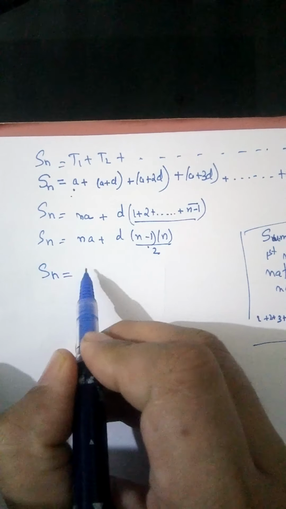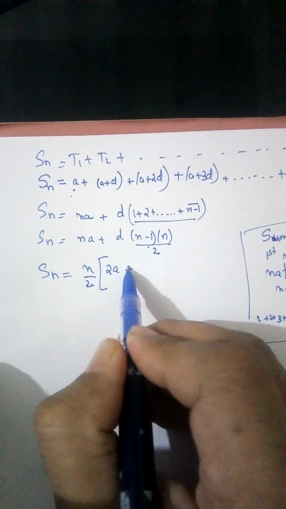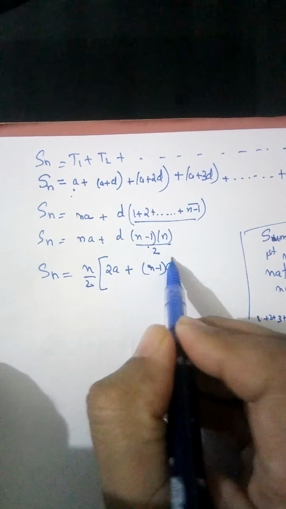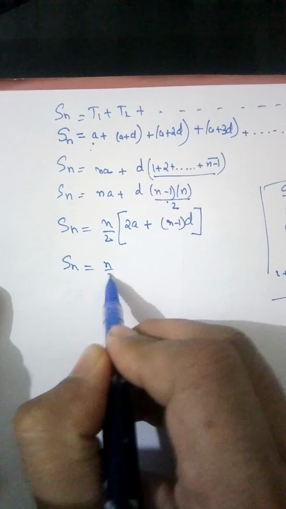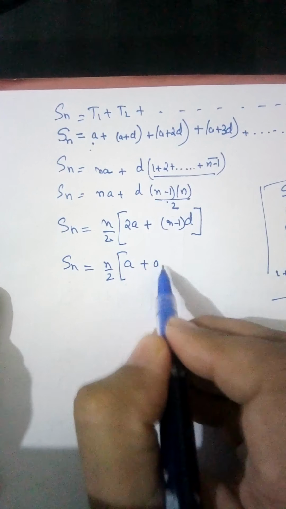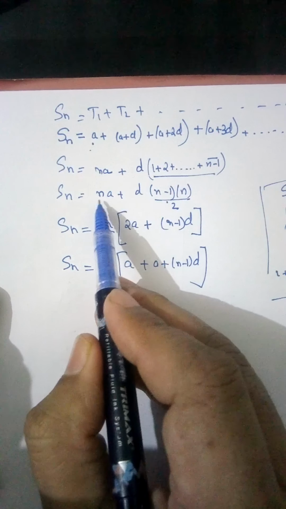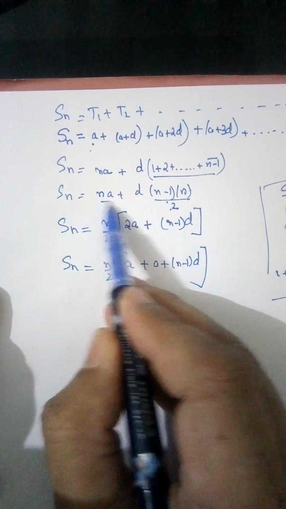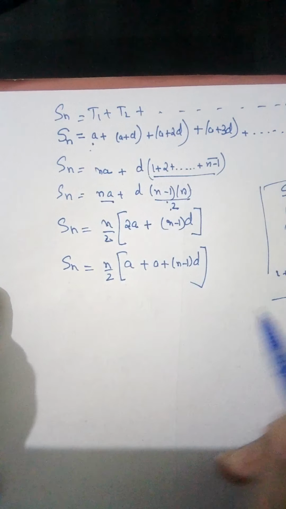So sum of n terms, take n by 2 common, so you will have 2a plus n minus 1 d inside, correct? Now this you can write as n by 2 into 2a plus n minus 1 d. So if this step is not clear, see, I have taken n by 2 common, so n by 2 into 2a will give me na, which is here, and the remaining thing you can reconcile how it is the same.